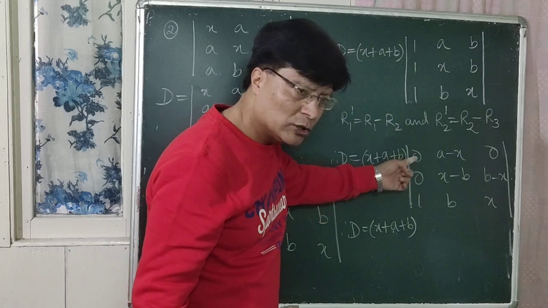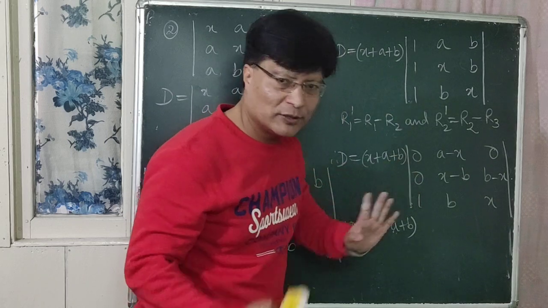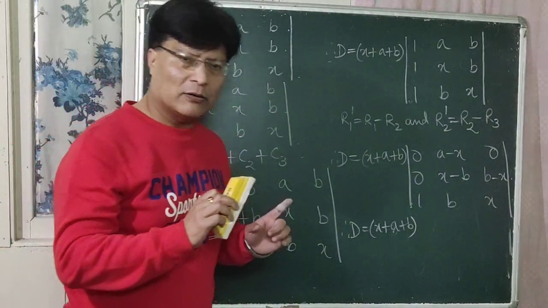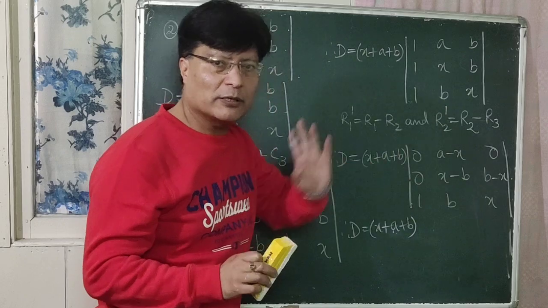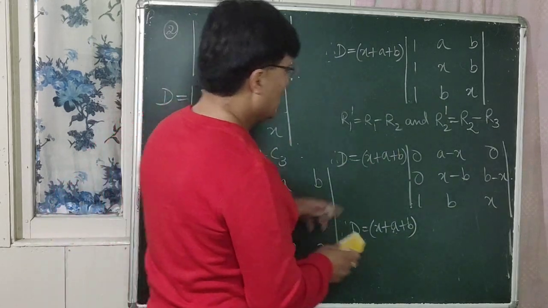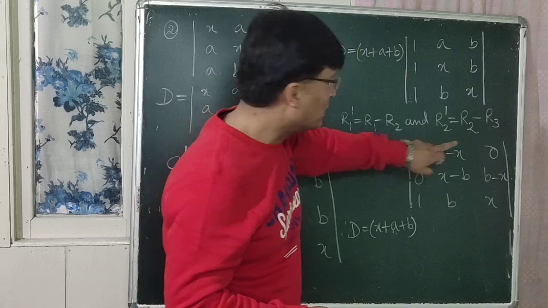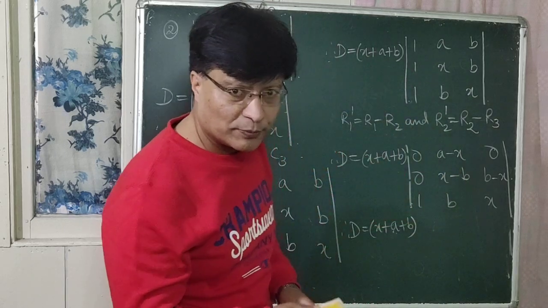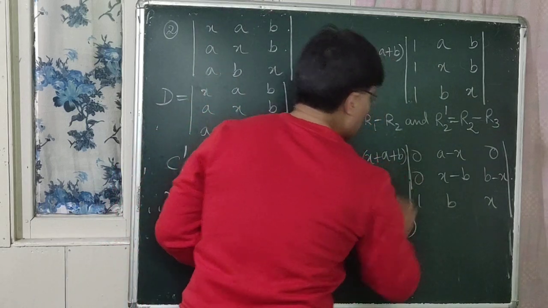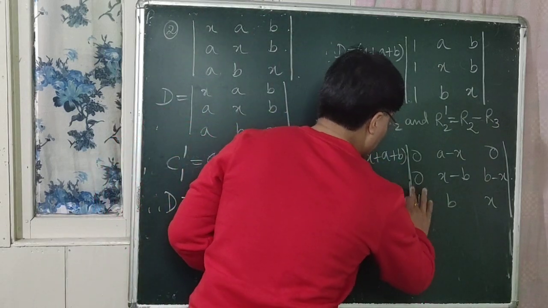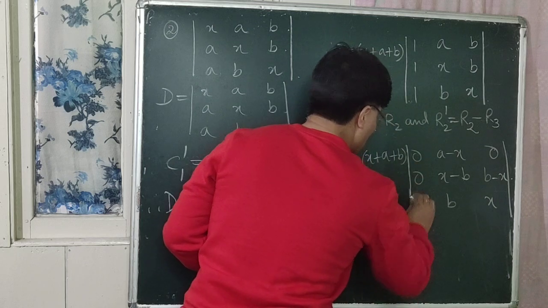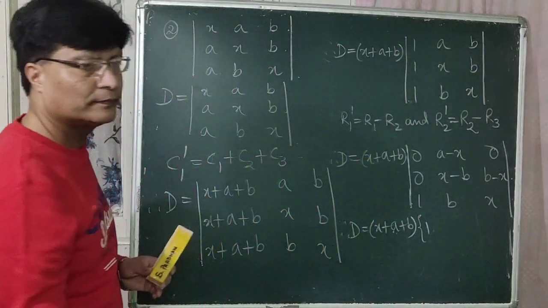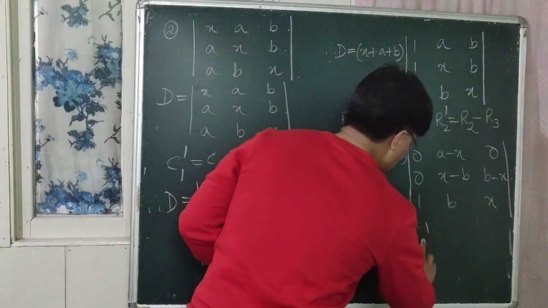In the previous online class, we did how to expand a given determinant with respect to the first row, the second row, or the third row. Or it may be expanding with respect to the first column, the second column, or the third column. So now let us expand it. Therefore, D is equal to x plus a plus b, which was taken common, right? Now, let us expand it with respect to the first row. First row is plus 0, minus 0, plus 1.